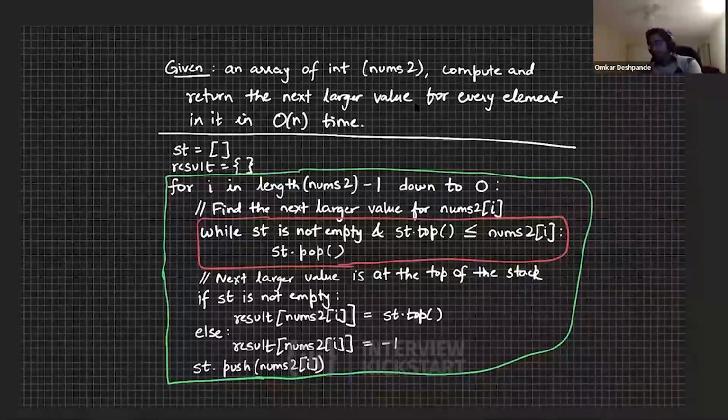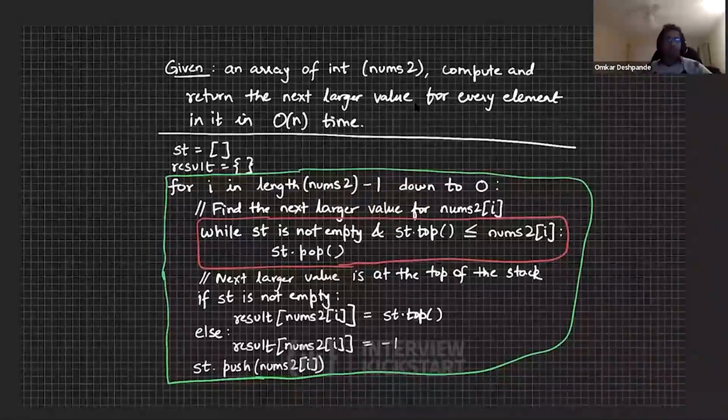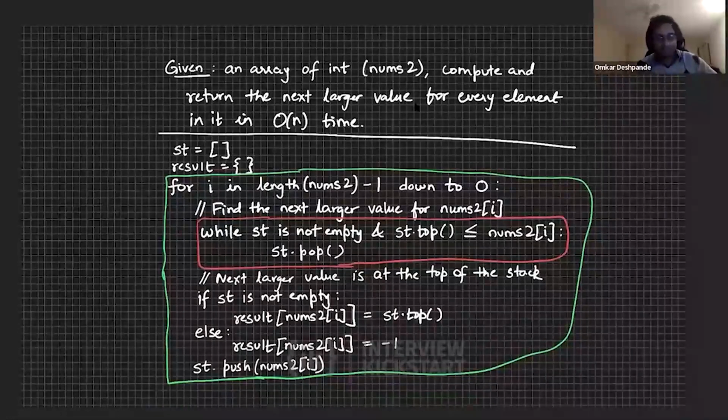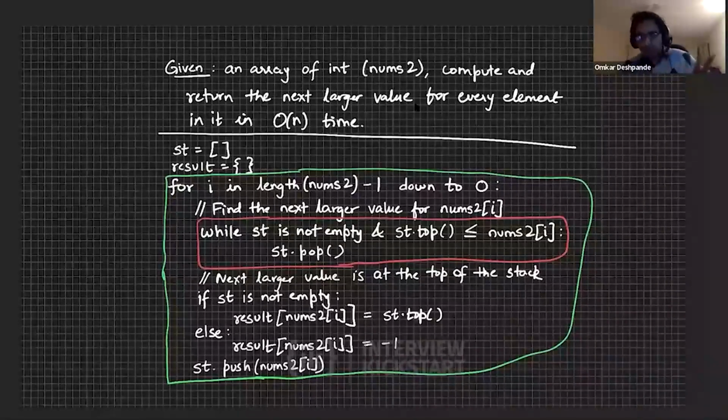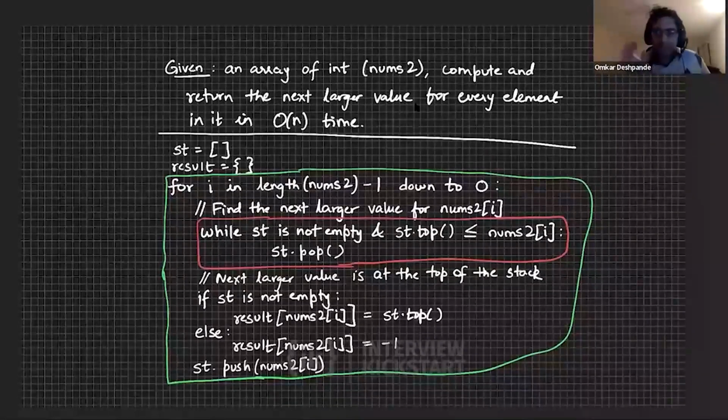So in this case, the auxiliary space used is for the monotonic stack, that's order n. The output space is used by the hash table, that's order n. There is no recursion, so no call stack space. And let's assume the input space is not to be included. Okay, so any questions about this?